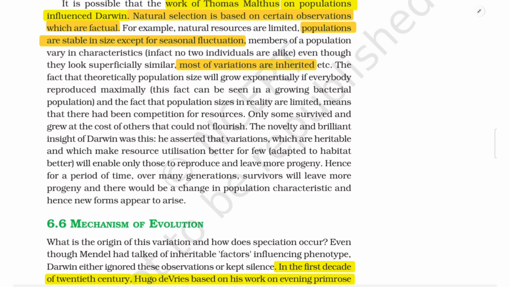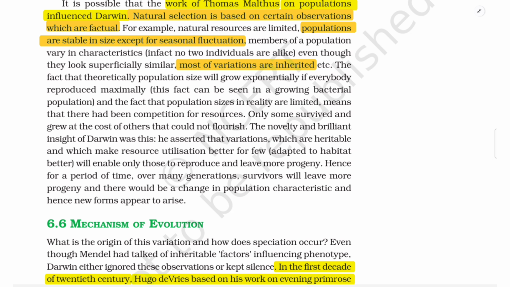The fact that theoretically population size will grow exponentially if everybody reproduces maximally, that is, this fact can be seen in a growing bacterial population, and the fact that population sizes in reality are limited, means that there had been competition for resources. Only some survived and grew at the cost of others that could not flourish. The novelty and brilliant insight of Darwin was this.